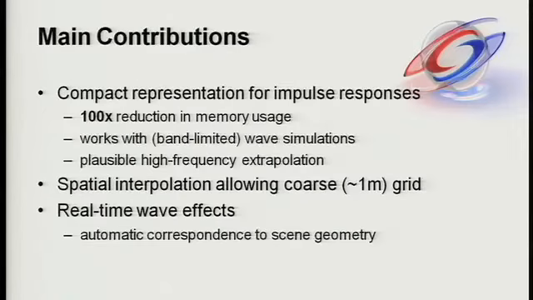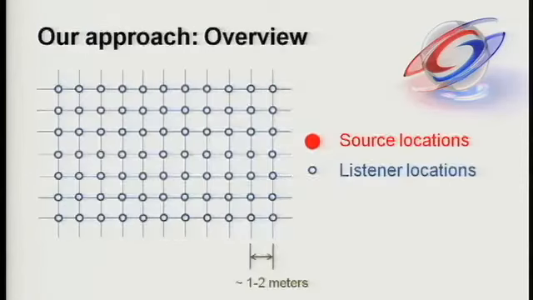Our main contribution is a compact representation for impulse responses that leads to a 100 times reduction in the memory usage for each of these impulse responses that are being stored. And it works with the band-limited results of wave simulation along with perceptually plausible extrapolation. Our technique works on a coarse grid, about 1 meter resolution, and we do perceptually plausible interpolation of the impulse responses to avoid all the artifacts from sampling on a coarse grid. The end effect is we can do real-time wave-based acoustics, which has automatic correspondence to scene geometry.